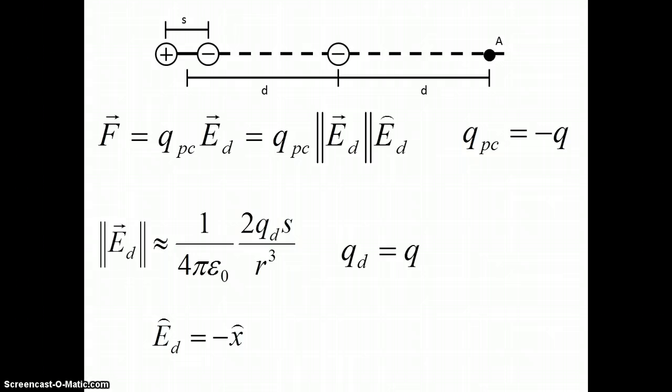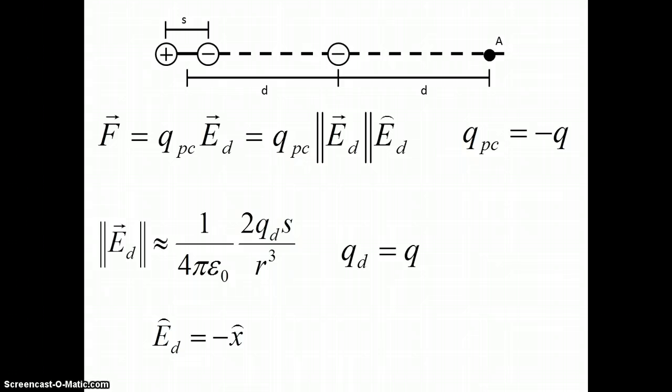From the formula sheet, we know that the electric field of the dipole on the axis is 1 over 4 pi epsilon naught times 2qs over r cubed, where q is the charge of the dipole, positive q. The direction of the electric field can be found in the following way. We know that the dipole exerts an electric field on the point charge.